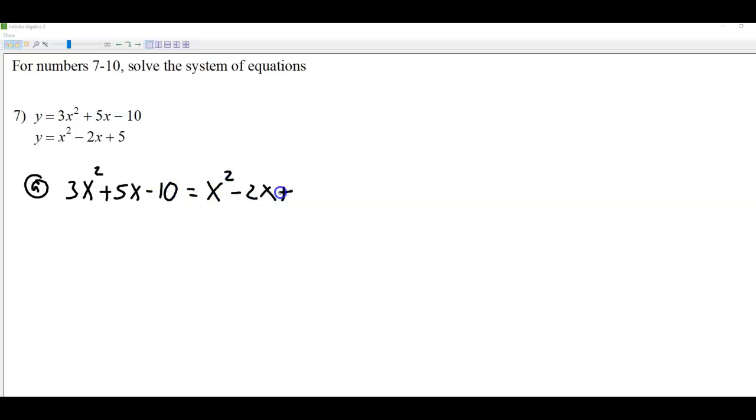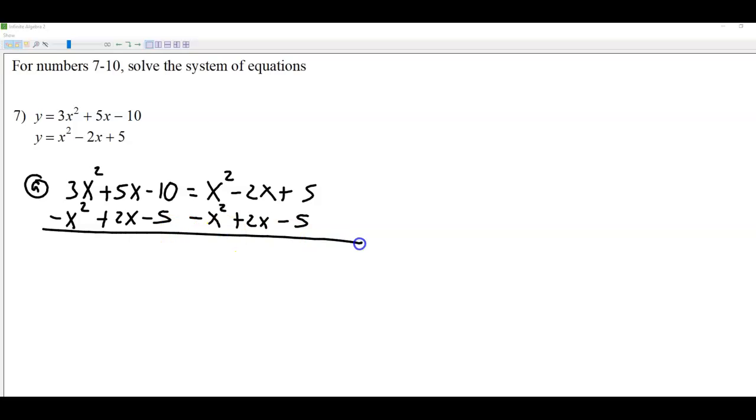And that will show where the values that they have the same are at. The next thing is we're going to take every term on one side and move it to the other by doing the opposite, so that we have nothing but 0 on one side, which allows us to do the next step, which is using the quadratic formula.